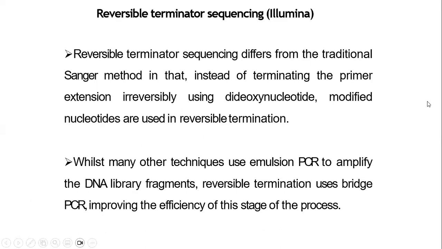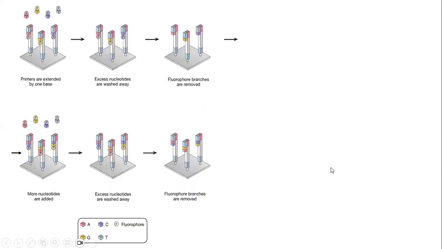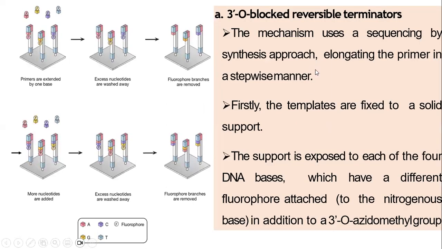Now coming to the next method that makes use of reversible terminator sequencing. So the reversible terminator sequencing method differs from the traditional Sanger method in that instead of terminating the primer extension irreversibly by making use of dideoxynucleotide, we make use of a modified nucleotide, and these cause a reversible termination reaction. So here is a diagrammatic representation of the process. So the mechanism uses a sequencing by synthesis approach, elongating the primer in a stepwise manner.